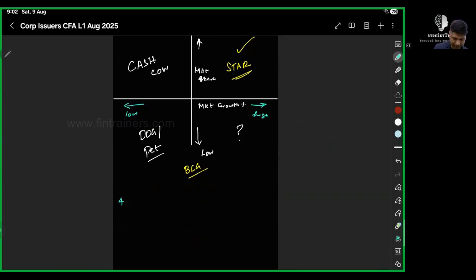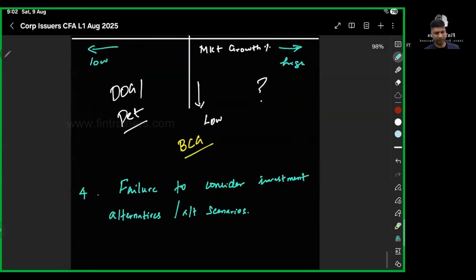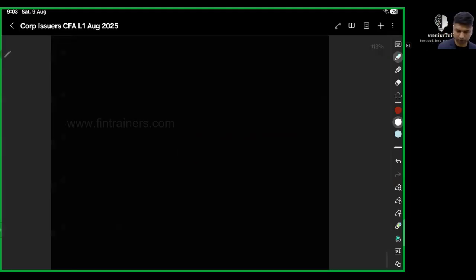And the fourth one is failure to consider other alternatives. This is a very catch-all kind of bias: failure to consider investment alternatives or alternative scenarios. Like, okay, maybe we can do EV, but maybe there are also other things we are not considering. So should we consider that? Did we bring all the projects in for our evaluation? Now let's move on to the crossover rate.